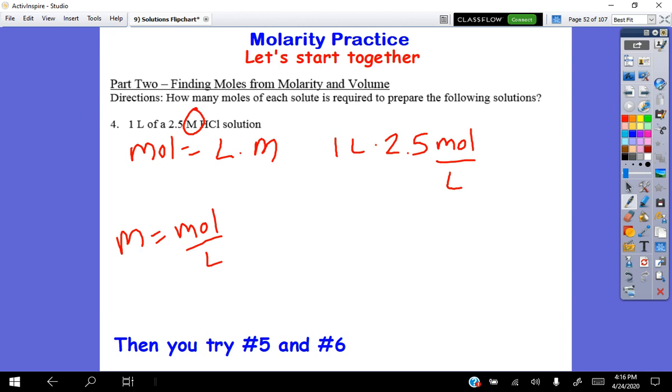So I just subbed that in that position. Where I saw a capital M, when I showed my work, I wrote mole over liter instead. I did this so I can confirm that my units will cancel when I multiply. They do, and I'm left with 2.5 moles. Pause the video and go ahead and try numbers 5 and 6.